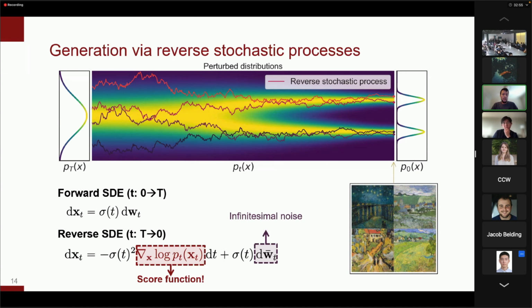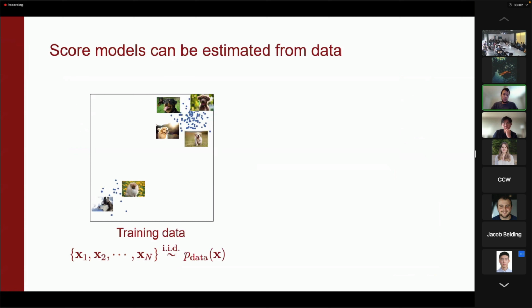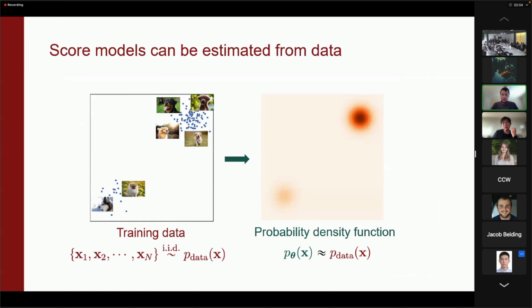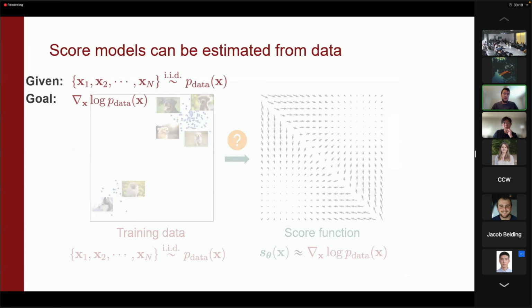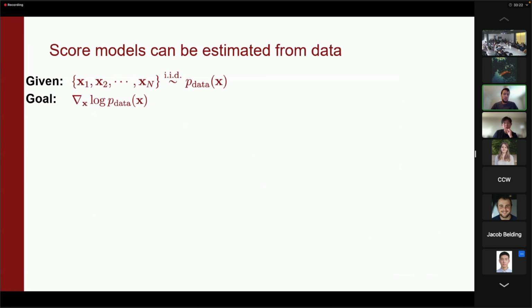Yeah. And so if we had access to the score function, then we could, in principle, sample from this procedure. And the question is, how do we get the score function? We know how to estimate densities from data. That's the usual maximum likelihood approach, where you fit a function and choose parameters to make the data as likely as possible. How do we get a score function from a bunch of data points? That's the problem. You're given a bunch of samples from a data distribution, which you don't know, and you try to estimate the vector field of gradients of this data density.